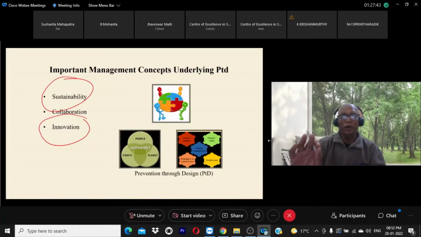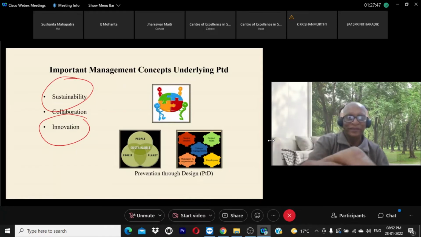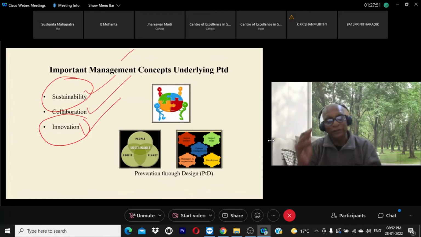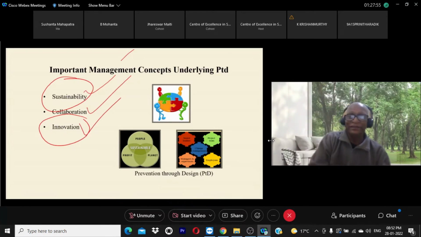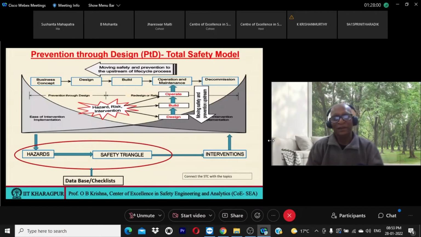So it is very important for sustainability. It works on three principles: sustainability, collaboration, and innovation. Innovation is very, very important. If you want to apply PtD in the design stage, you require an innovative approach.